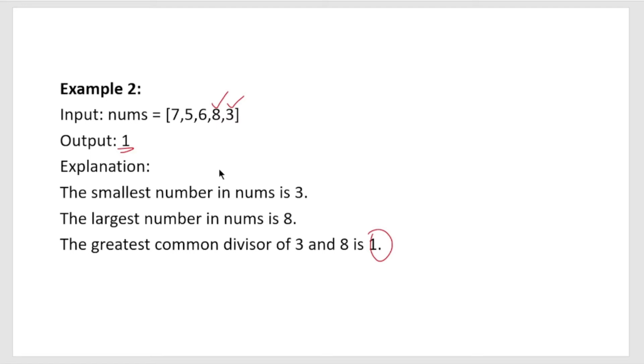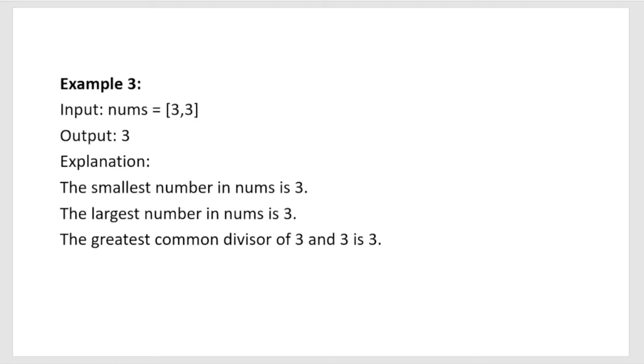Now let's see one more example. So here is example 3. We have again the nums, but now the third case is when we have both the same numbers. So 3 and 3, we have both the same numbers, and the smallest and largest will be the same, that is 3 itself. So whenever we have the same number, the GCD will also be the same number. So it must return 3 itself. So that is how the input and output go.